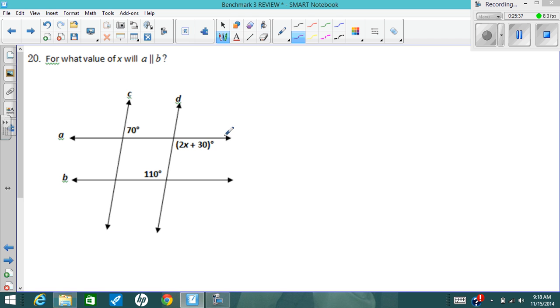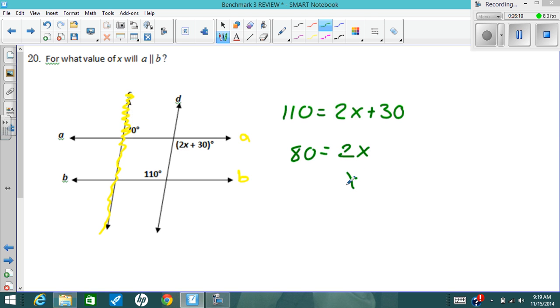Here I want A and B to be parallel, so I'm actually going to kind of ignore this line here, and I'm just going to look at line A and line B, and this transversal D. I see these two angles here, 110 and 2x plus 30, are alternate interior angles. They should be congruent. That means their measure should be equal. So x is 40.